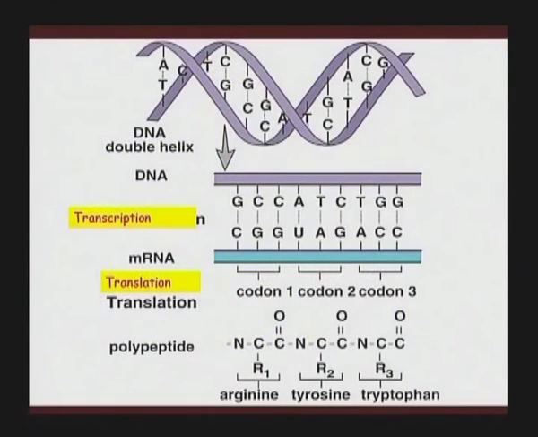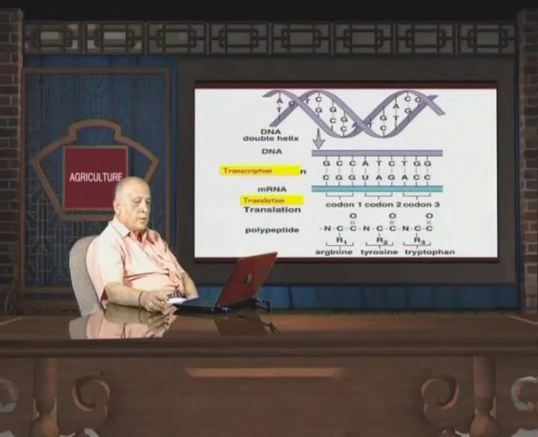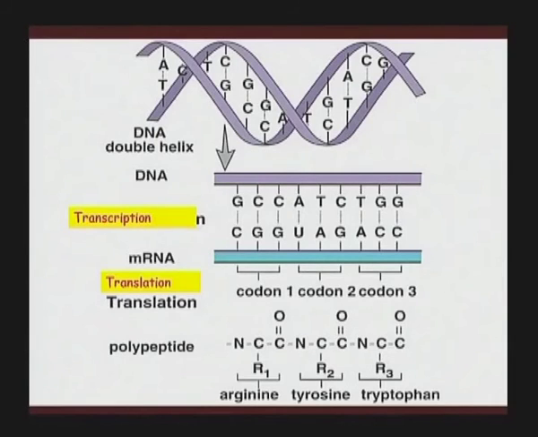This is how the DNA double helix is transcribed into messenger RNA. Messenger RNA is getting translated, and with the help of the transfer RNA we see different kinds of amino acids joining together. Here in this diagram, arginine, tyrosine and tryptophan are in the sequence, the result of the codon-anticodon reaction of codon 1, codon 2 and codon 3.